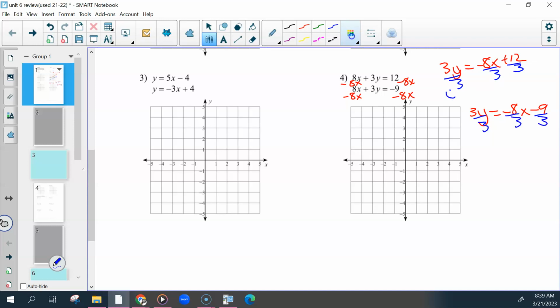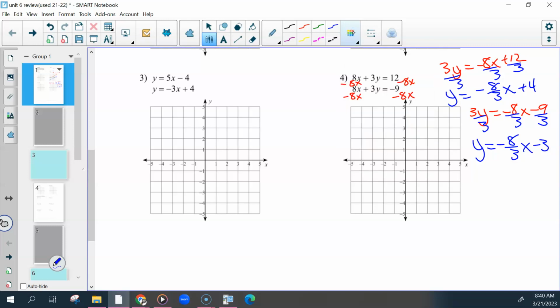So the first one would be y equals, this is going to stay a fraction, -8/3x plus 4. The second one is y equals -8/3x minus 3. Before we graph them, what do we notice about the 2 equations? They have the same slope. What is that going to tell us about our solution? Notice. And that means what for our solution? Which is what type of solution? There we go.